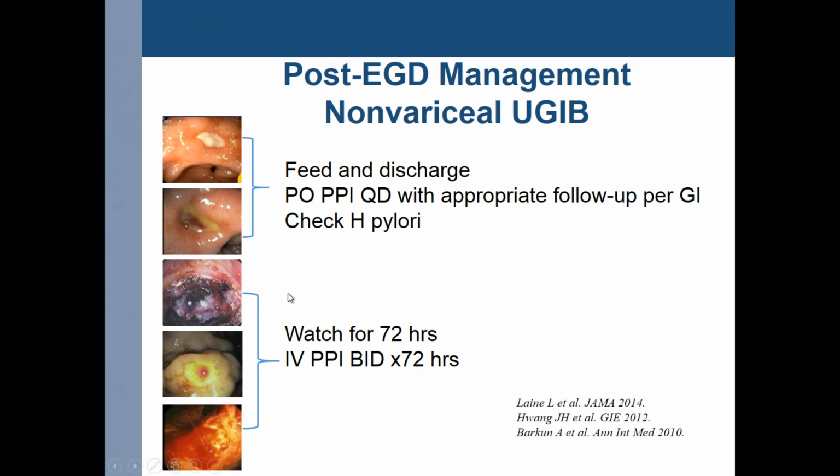However, in the bottom three panels again, these patients with an adherent clot, a non-bleeding visible vessel, or active bleeding who are at much higher risk of rebleeding, these patients should be watched for the ensuing 72 hours and left on an IV PPI BID for those 72 hours, and their diet can be slowly advanced.